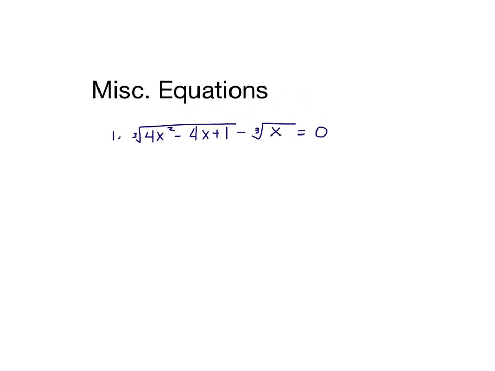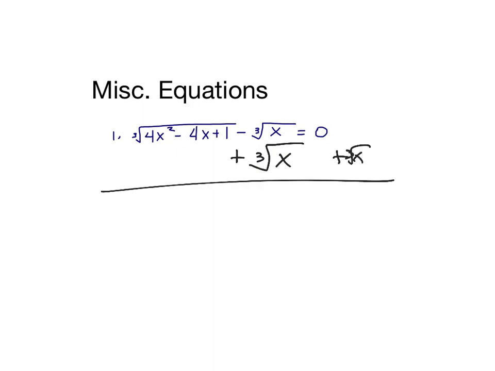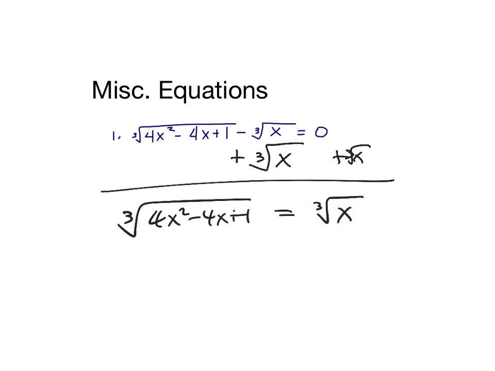Now, just like yesterday, we need to isolate the radical first. So I'm going to move one of these over to the other side. I'm going to actually move the cube root of x to the other side. And now I have 4x squared minus 4x plus 1 equals the cube root of x.